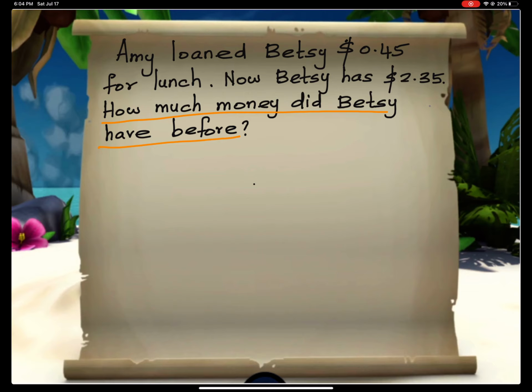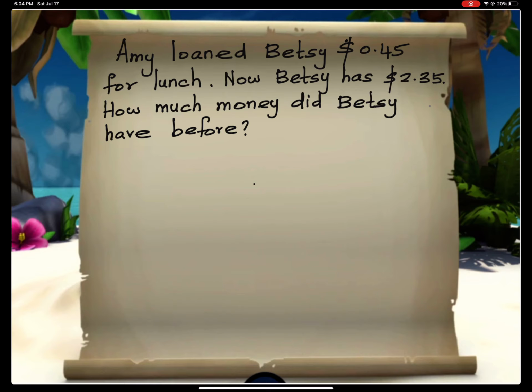That means how much money did Betsy have before Amy gave her $0.45? Before Amy gave her $0.45, how much money did Betsy have? So that is what we have to find.